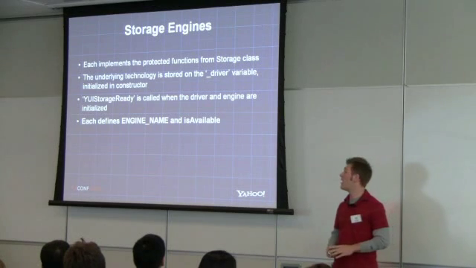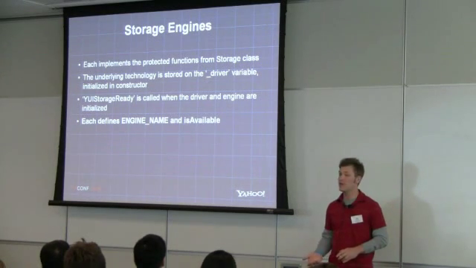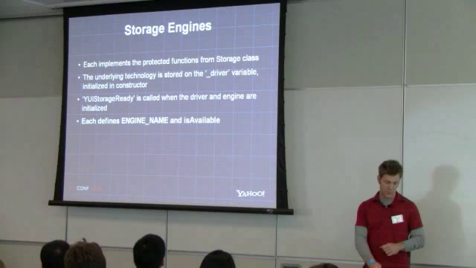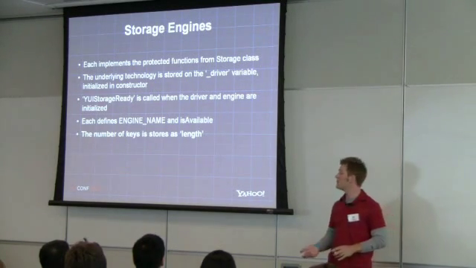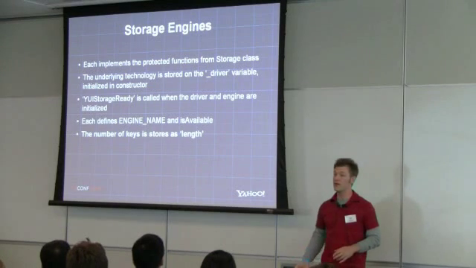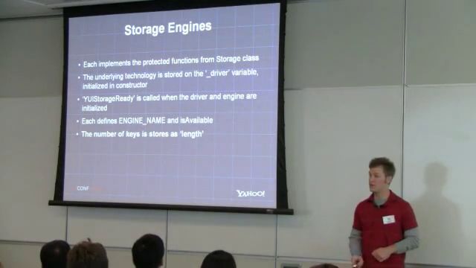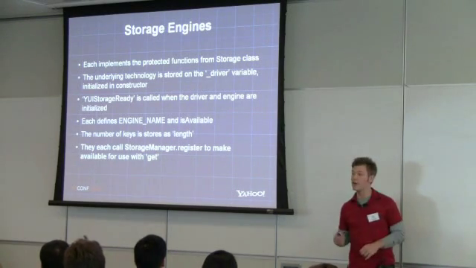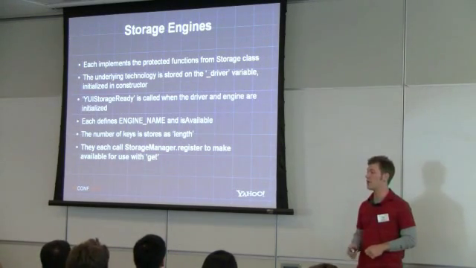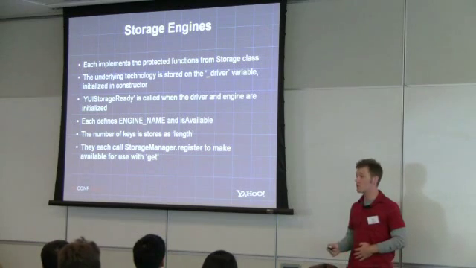Each of them have to define the engine name constant and the isAvailable function. All of them are going to have a length attribute, and this is going to be the number of keys that are currently stored in this engine. And the last thing they need to do is call storage manager register so that it's available to the get function of storage manager.